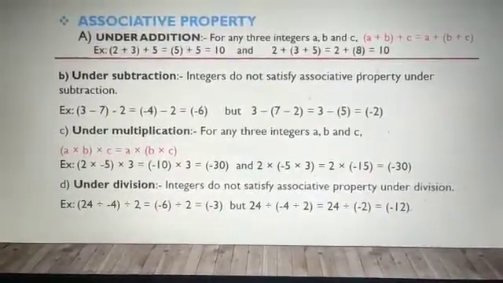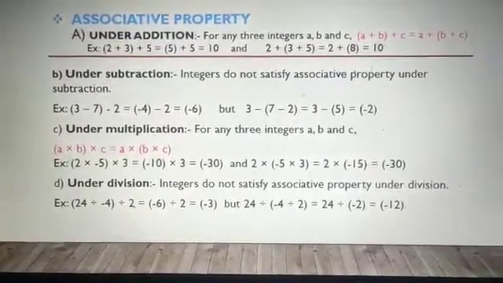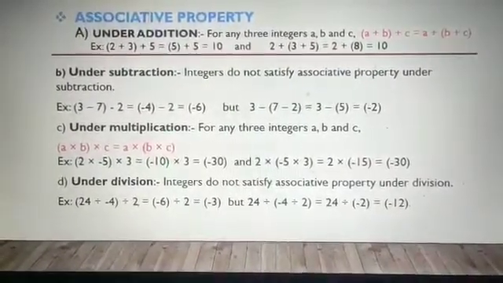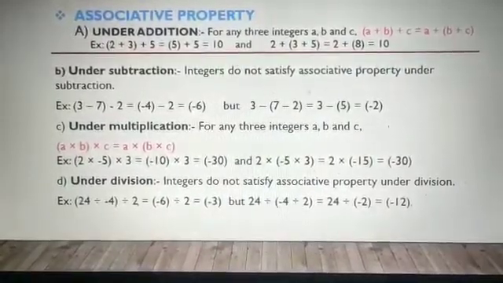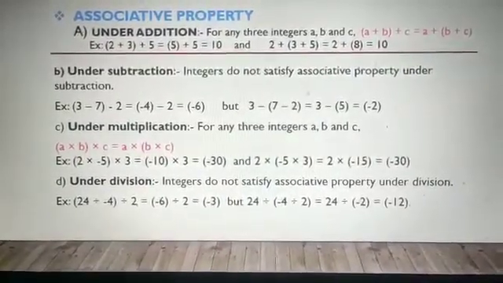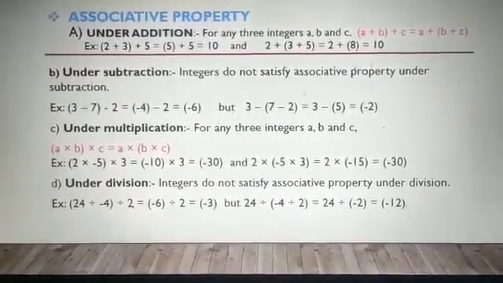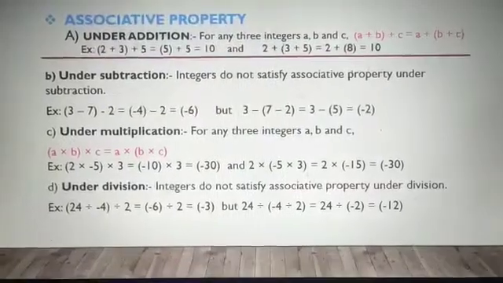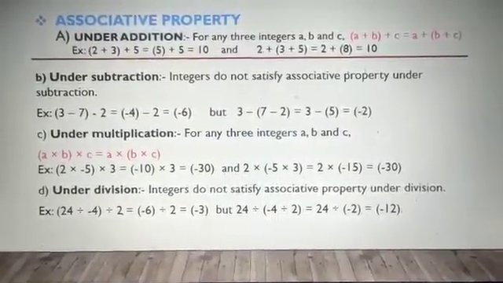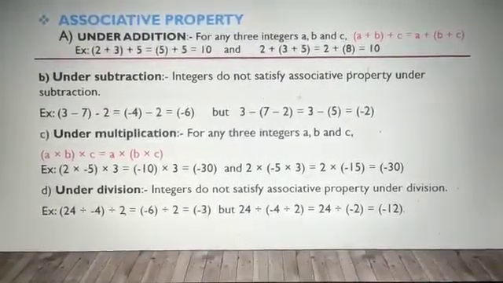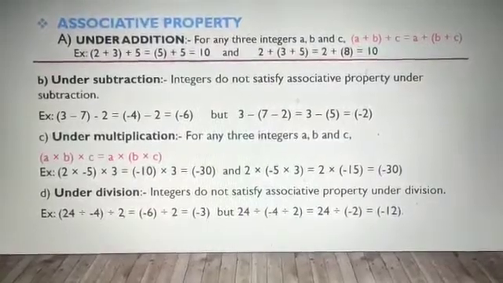Now the next property is associative property under addition. When we have three integers a, b and c, we can add any two integers first. That is, a plus b plus c will be equal to a plus b plus c. For example, when we add 2 plus 3 plus 5, here we are adding 2 plus 3 first. So 2 plus 3 is 5 and 5 plus 5 is 10.